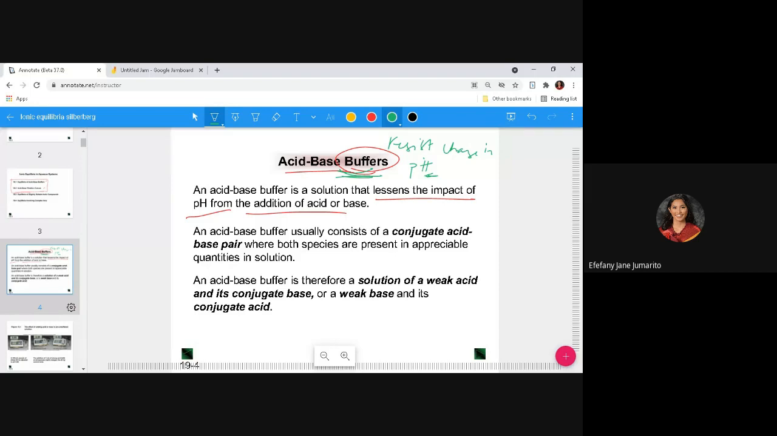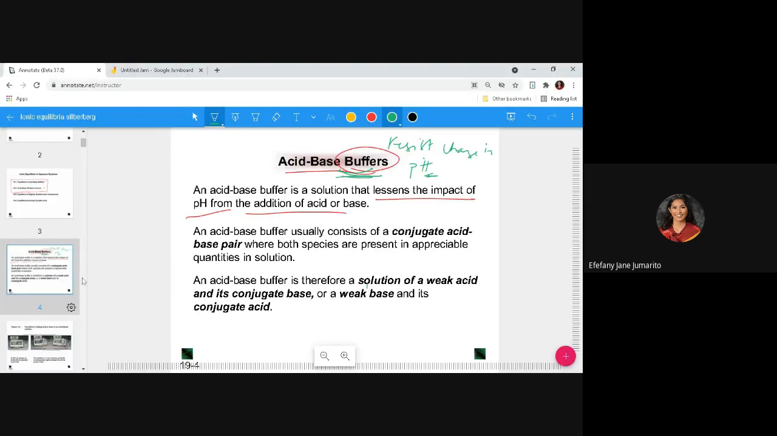That's why, class, our blood has a pH of 7.5. Our blood has a pH of 7.5. It has a buffer, so with just a small change of acid, there is just a small change of pH. It does not change right away because it is buffered.